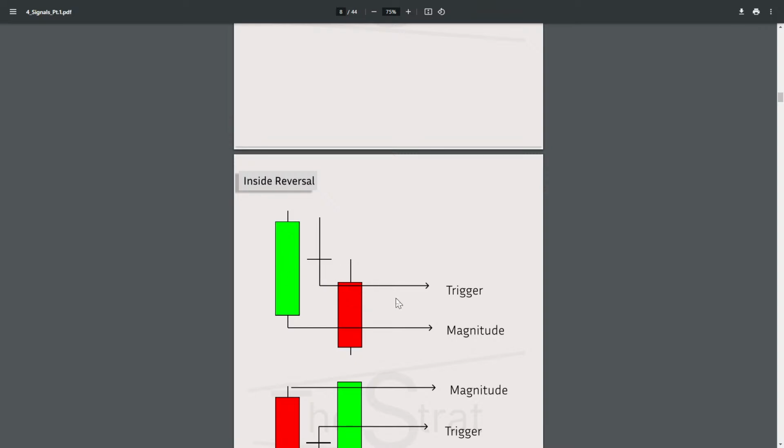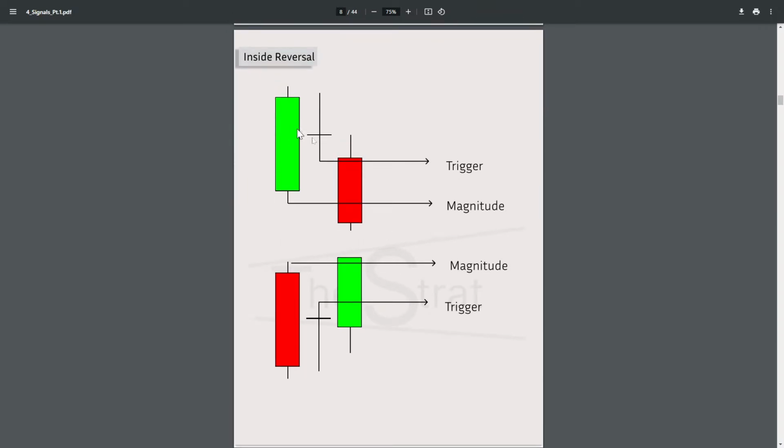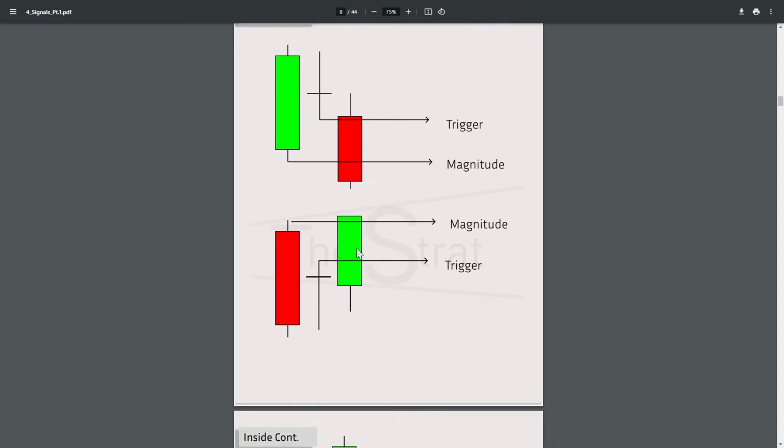It's important to remember that the reversal 2-1-2 has opposite beginning and ending colors. So this is a bearish 2-1-2 reversal because we're reversing the original bullish direction. This is a bullish 2-1-2 reversal because the original direction, the open is up here, the close is down here, sellers were in control, they consolidated, and then reversed.